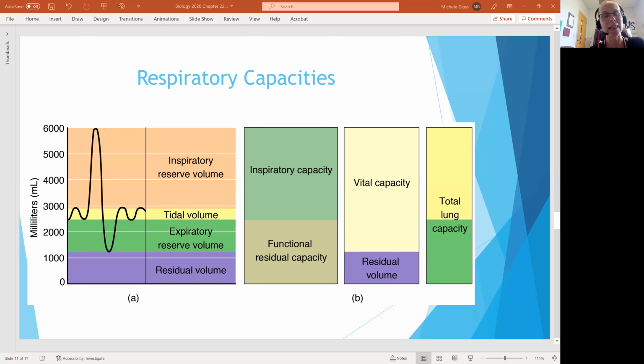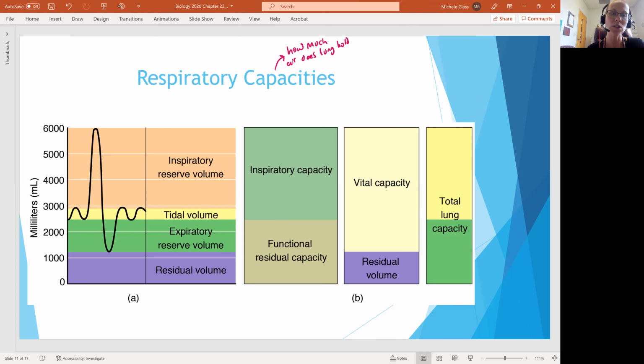We are back and this time looking at respiratory capacities, but notice we still have our diagram showing those respiratory volumes that we just finished with. Now, when we talk about a respiratory capacity, what we're asking is, what is the capacity? How much air can the lung hold? So a minute ago, when we talked about volume, that's more like how much air can the lung move. Now we're saying, how much air can the lung hold?